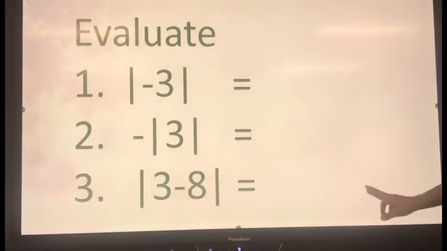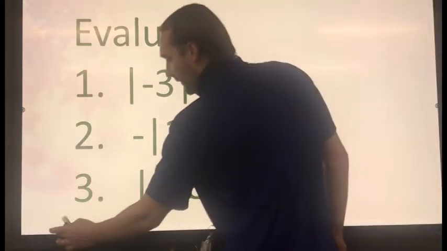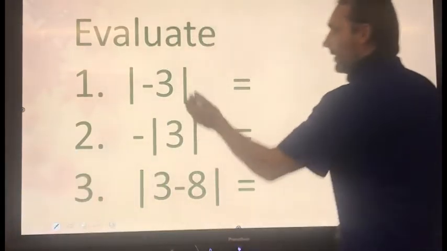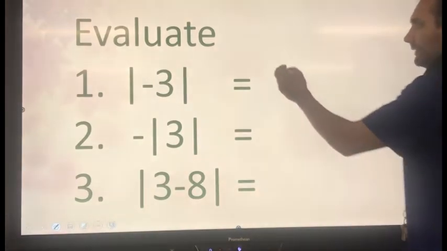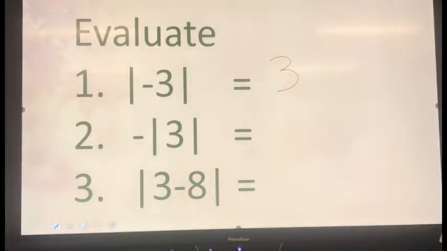The absolute value of negative 3. So I start at 0. I landed on negative 3. How far did I travel? 3. I went a distance of 3. So the absolute value of negative 3 is 3.